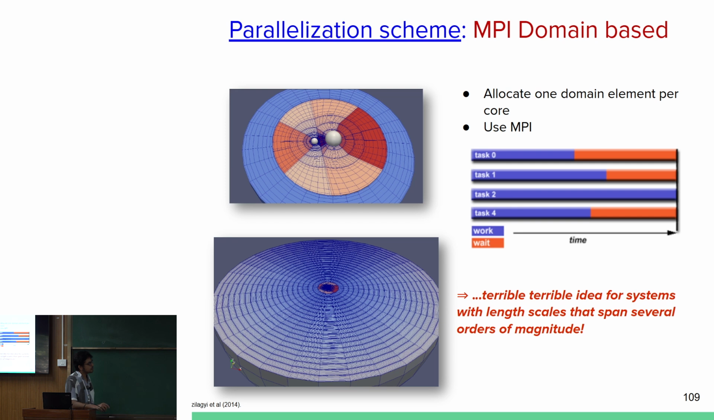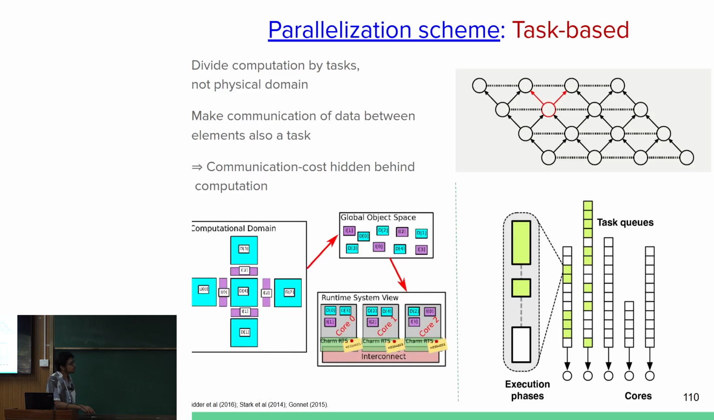Okay, I already spoke about the parallelization framework. So you have data based, actually this is a misnomer. It's not an MPI domain based. It's a data based parallelization where each subdomain is assigned to a different processor, right? And the slowest processor makes everybody else wait, right? So we don't want to do that. We now use what is called task-based parallelism. So you divide your computation by tasks and not by physical domain.